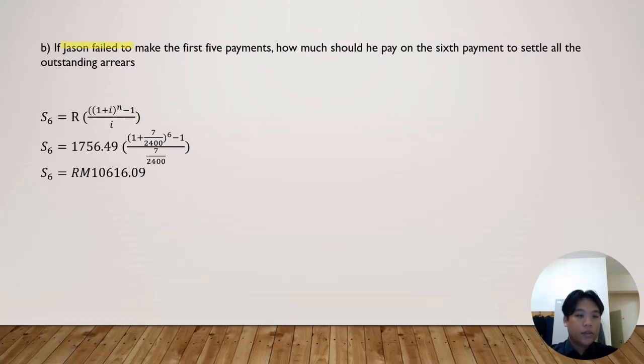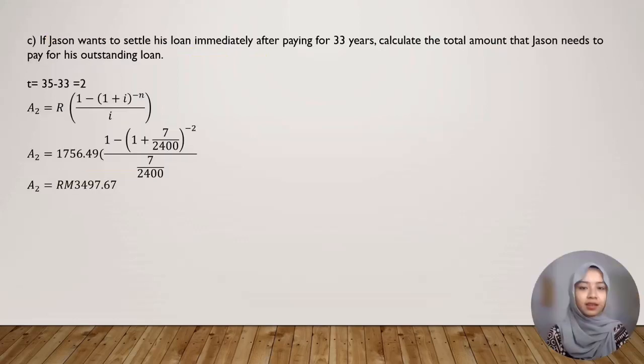Next, Jason failed to make the first 5 payments. How much should he pay on the 6th payment? So from the information just now, we extract it into our formula. S6 equal to R 1,756.49. When bracket 1 plus 7 over 2,400 close bracket 6 minus 1 over 7 over 2,400 close bracket. So final answer is 10,616 ringgit 9 cents.